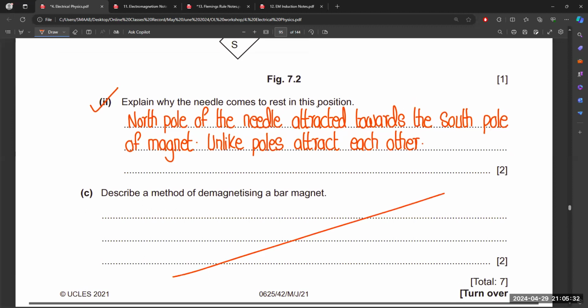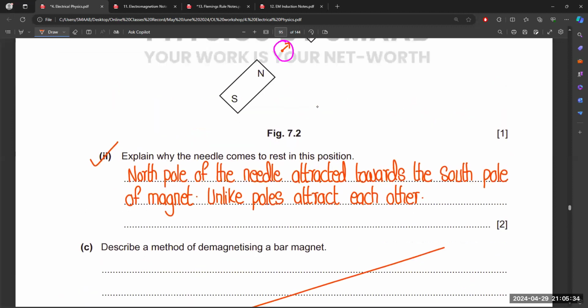You may skip this part, right? Because earthing is also excluded. So that's why it is also excluded.